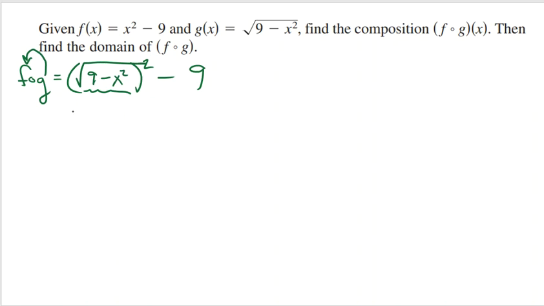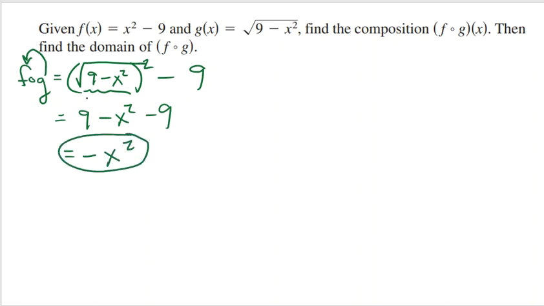Now here's where something cool happens. When I clean this up, it's going to be awesome. The square and the square root cancel. That is amazing. Then the 9 minus 9 makes 0. So I get negative x squared. Really nice and simple. But it also wants us to think about the domain here.